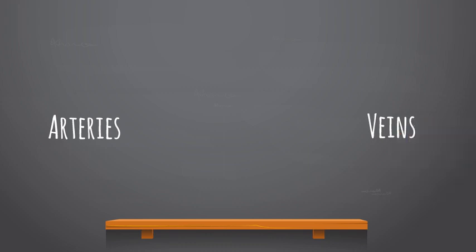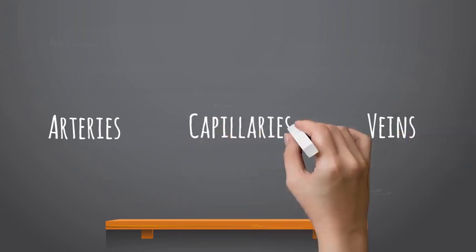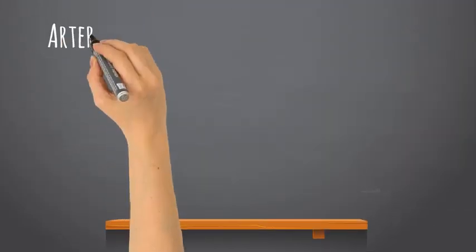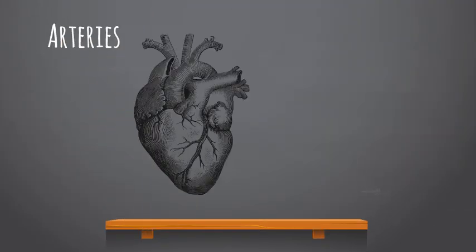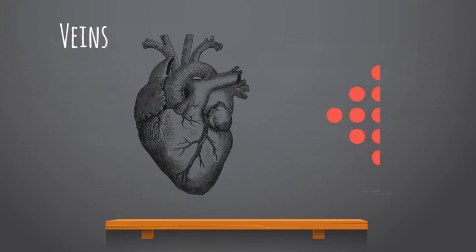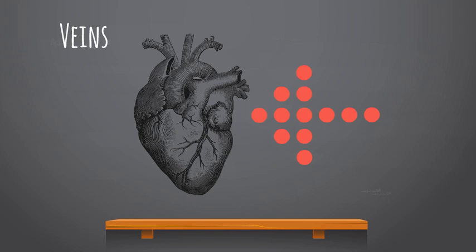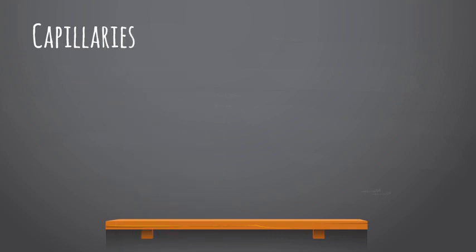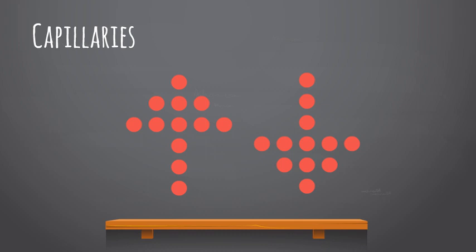First, let's go over the three types of blood vessels: arteries, veins, and capillaries. Arteries transport blood away from the heart. Veins transport blood to the heart. Capillaries are always in between arteries and veins, where they exchange oxygen for carbon dioxide.